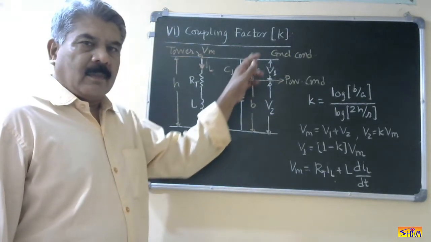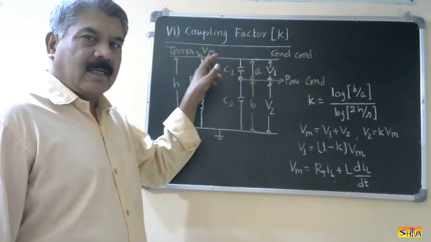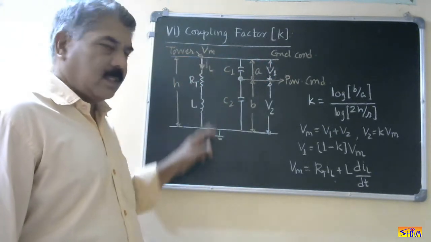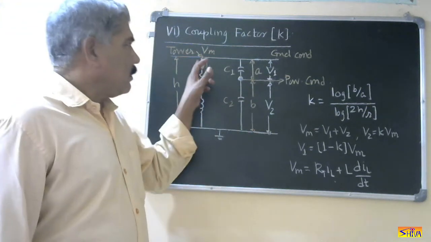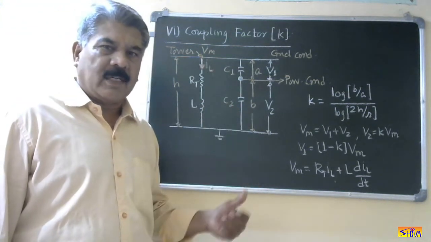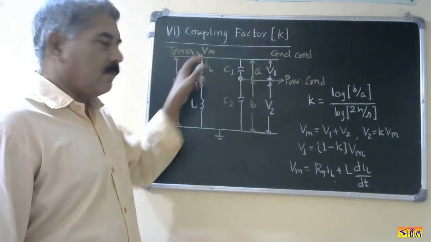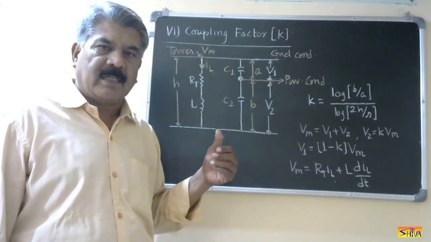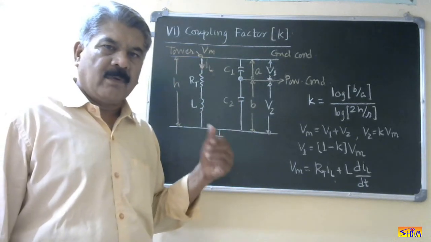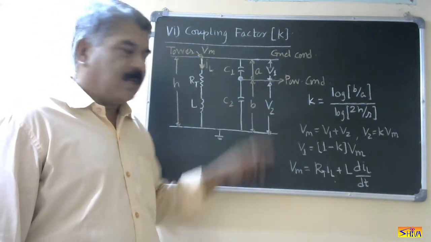Now when lightning strikes this ground conductor, that lightning stroke is discharged through this tower. So when lightning strikes, the tower top is subjected to high voltage, that we denote by Vm. Now let us find out what is coupling factor.